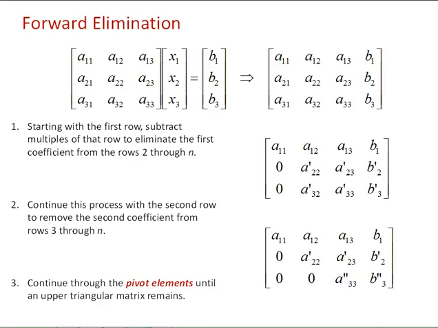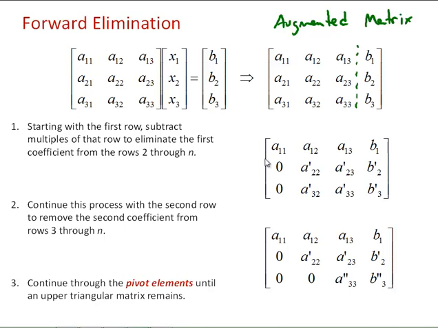First, we'll look at the forward elimination step. We start by writing our linear system in matrix form, and then writing it as what we'll call an augmented matrix, where we basically just take the b vector and add it as an additional column to our coefficient matrix. Then, starting with the first row, we're going to subtract multiples of that row to eliminate the first coefficient from the rest of the rows.